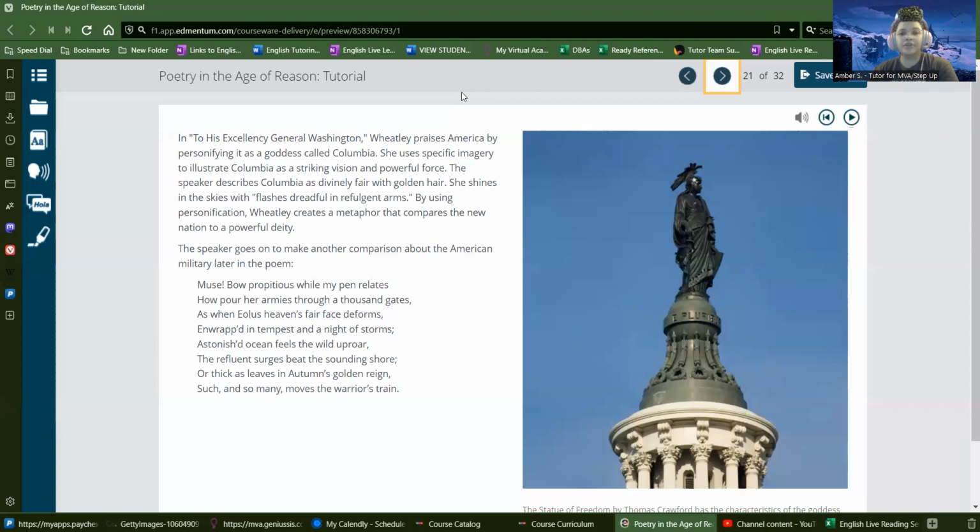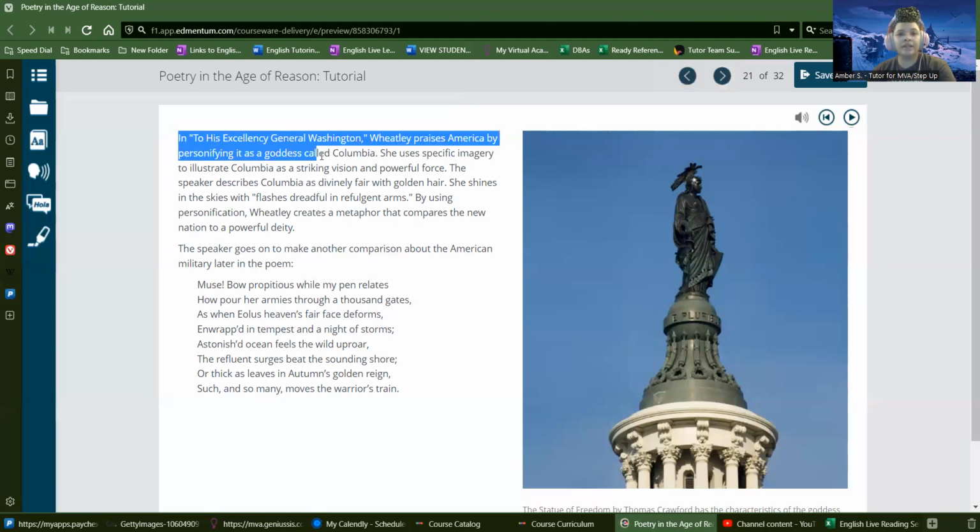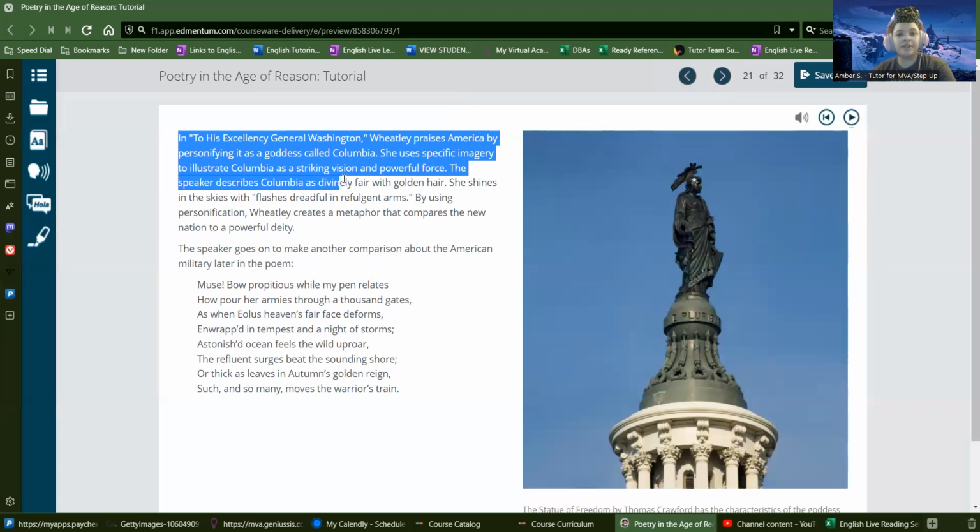So we're just going to read over this really quickly. In To His Excellency General Washington, Wheatley praises America by personifying it as a goddess called Columbia. She uses specific imagery to illustrate Columbia as a striking vision and powerful force. The speaker describes Columbia as divinely fair. So fair is like beautiful, with golden hair. So she's beautiful in a way that only goddesses can be, and she has golden hair.